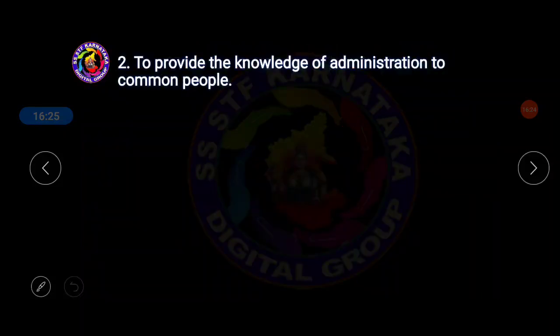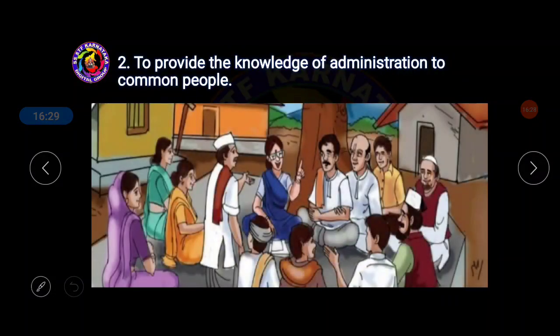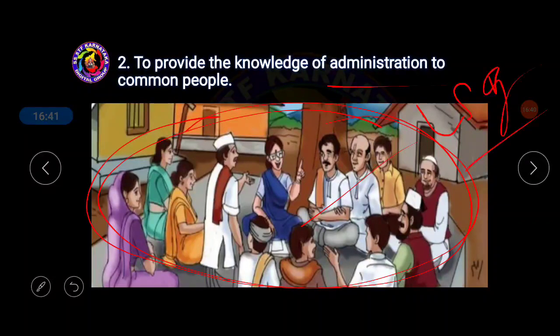Next one, it will provide knowledge of the administration to the common people. These common people are not fully educated. Knowledge of administration is inculcated among the common people with the help of local self-government. Local self-government will enable the local people to learn how the administration or ruling is carried on, how the government is run, how problems are discussed and how they are resolved.